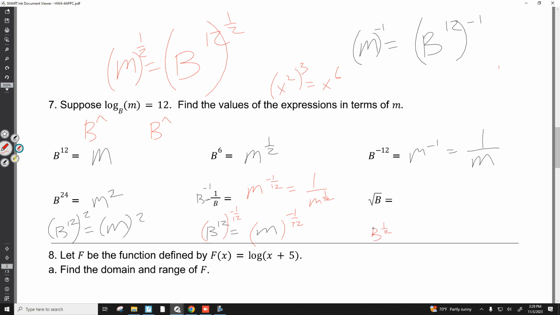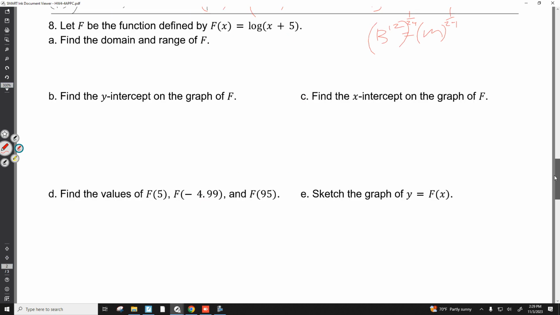I start with b to the 12th equals m. Exponent rules, I would divide by 24. Because 12 divided by 24 equals 1/2. M to the 1/24.